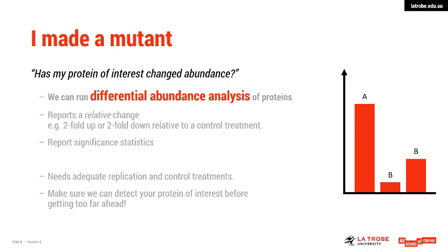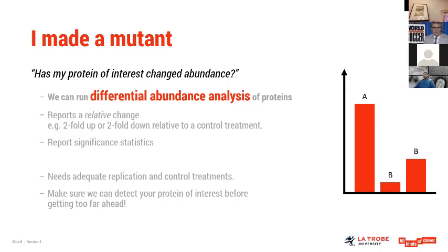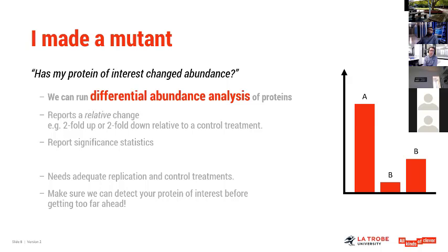So that's really handy. In these cases, what you need to consider for your experiment is adequate replication and controls. Replication is always really critical if you want good statistics, and controls are also really important so that you can make good inferences from your data.